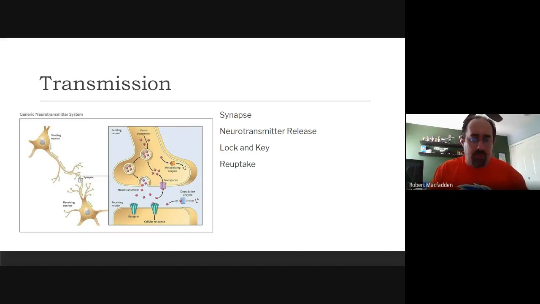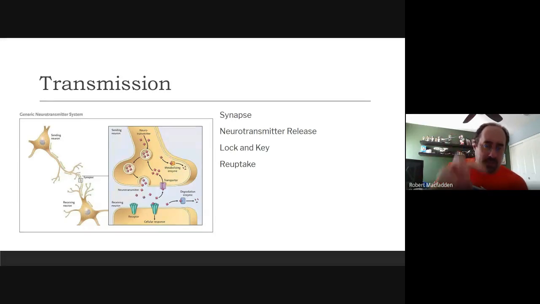Transmission from one neuron to another happens across a very, very, very small gap between the two neurons. So this is a zoomed in picture of the end bulb of one neuron and the dendrite of another. So you see here, we've got these little tiny things filled with neurotransmitters. We call those the vesicles. You don't have to know that.